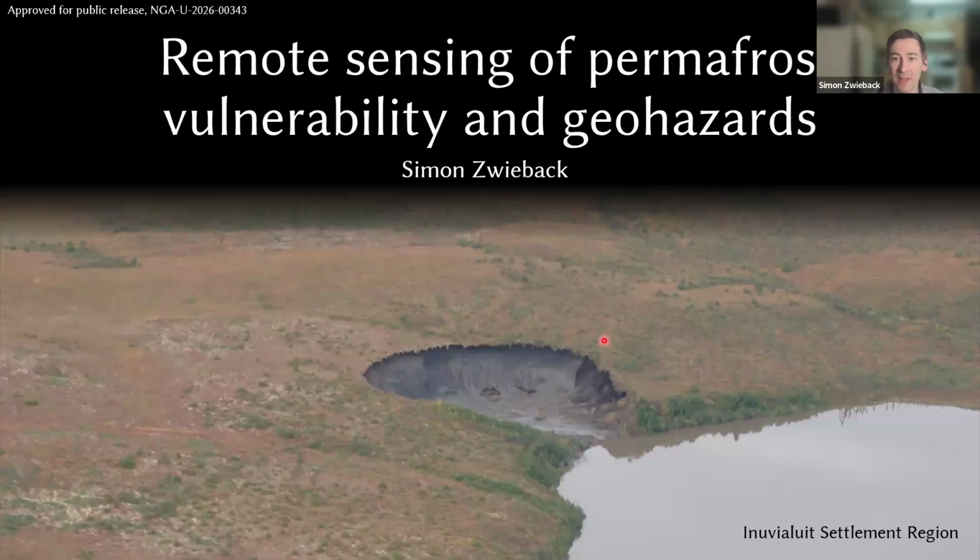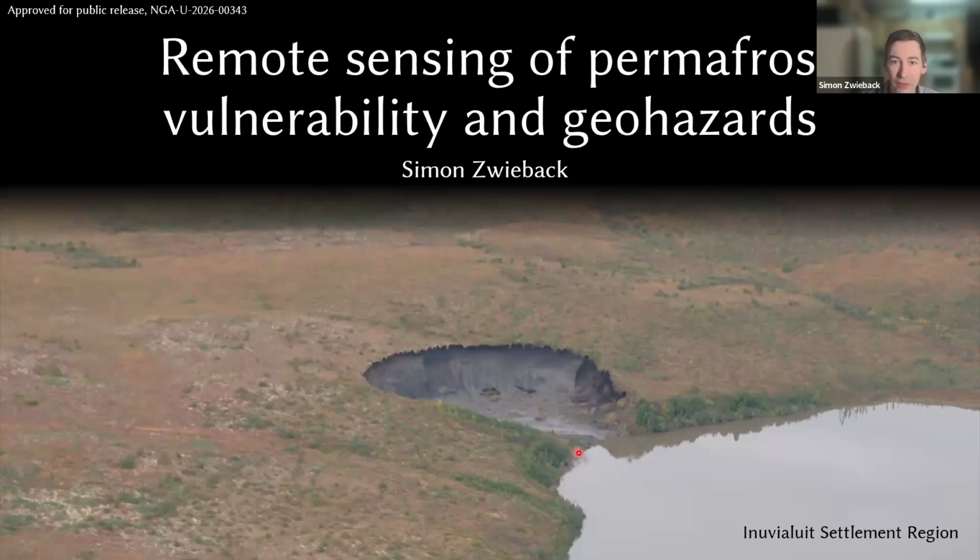These permafrost landscapes can contain ice, lots of ice, and it is the melting of this ice that makes the ground unstable. So for instance, this thaw slump you can see here that I'm currently pointing at, it expands through exactly this process, the melting of ground ice. In this talk, I'll provide an overview of permafrost, what makes it vulnerable to geohazards such as this retrogressive thaw slump, and how we can use remote sensing to help meet challenges associated with these geohazards.